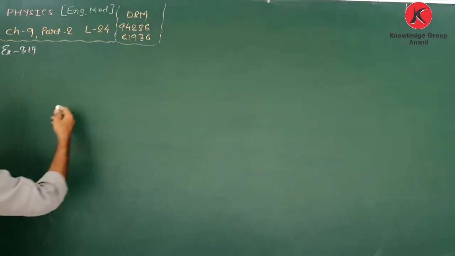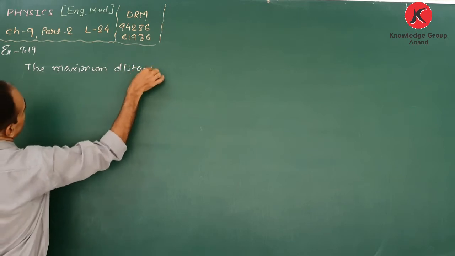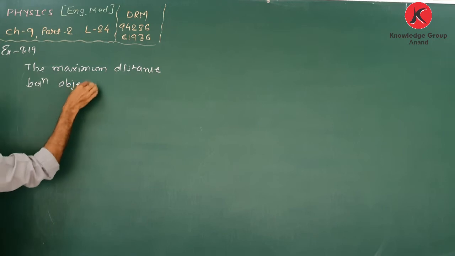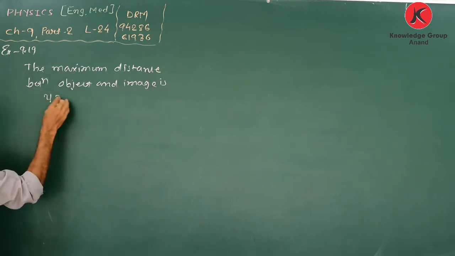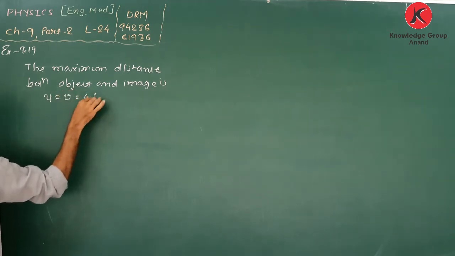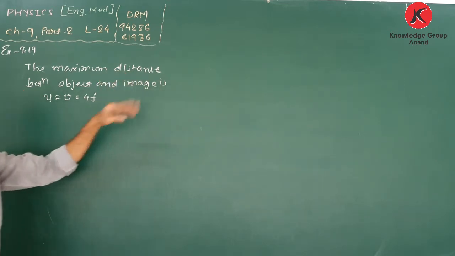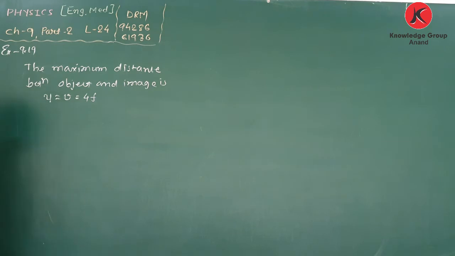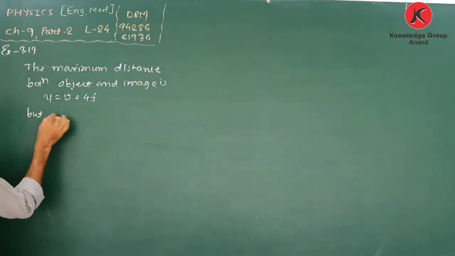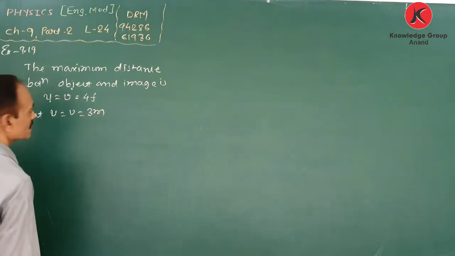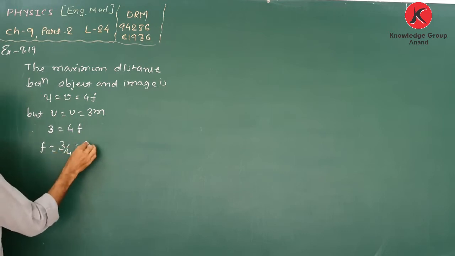Now listen. The maximum distance between object and image is the same as, what is u, the object distance, plus the image distance, which is equal to 4f. Why the distance between these two is 4 times the focal length, we will discuss later. Actually, there is a derivation of the equation. Now, u plus v is equal to 4f. Here, the separation between the image and object is given as 3 meters. Therefore, 3 is equal to 4f. Therefore, the focal length f is equal to 3 by 4, that means 0.75 meter.